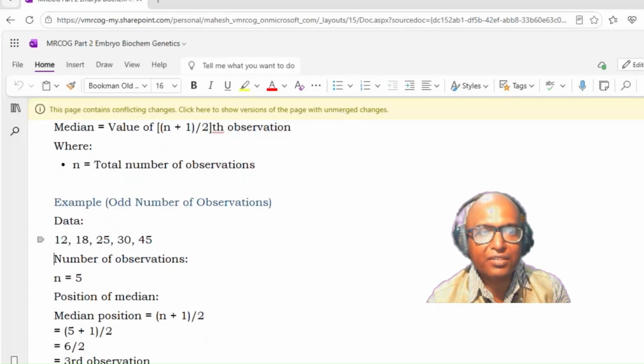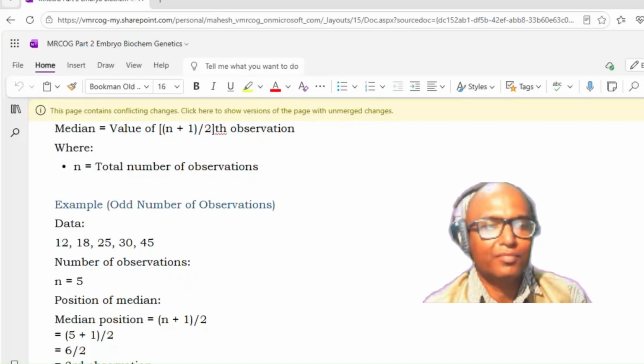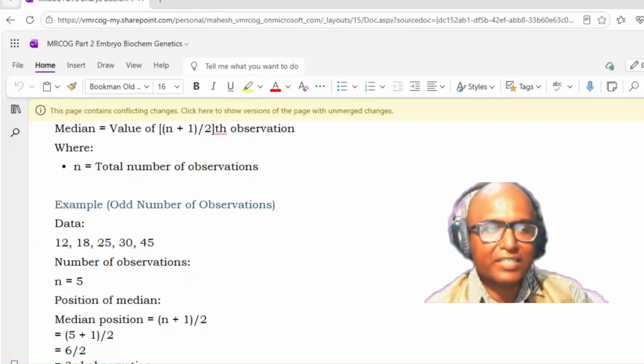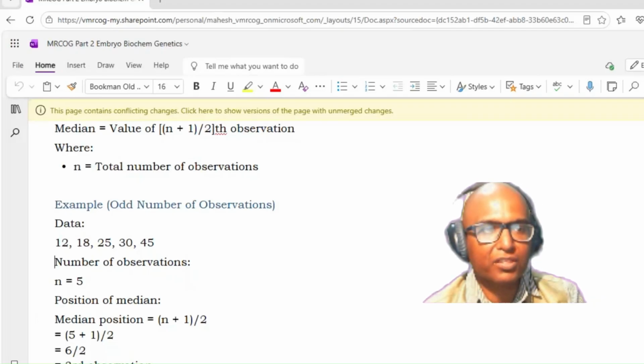Here is an example with odd observations: 12, 18, 25, 30 and 45. What is going to be the median here? You have 5 observations. The third observation, that is 25. In this data set we have 12, 18, 25, 30 and 45, and the number of observations is 5. So the median position will be n plus 1 divided by 2, 5 plus 1 divided by 2, 6 by 2, which is the third observation. The third observation is 25, so your median is 25.